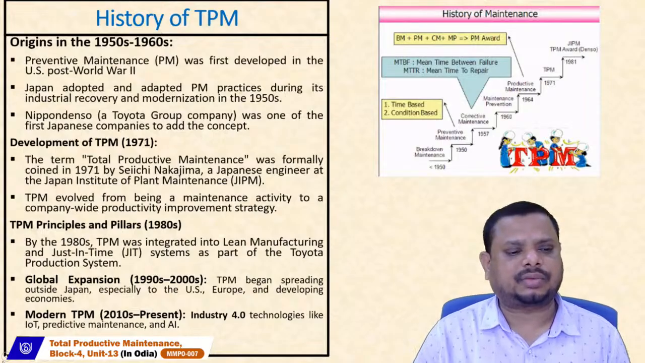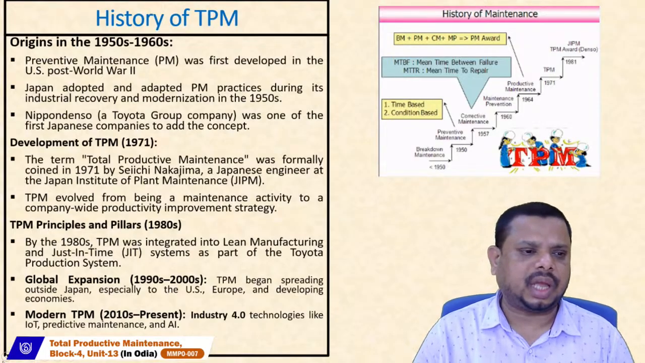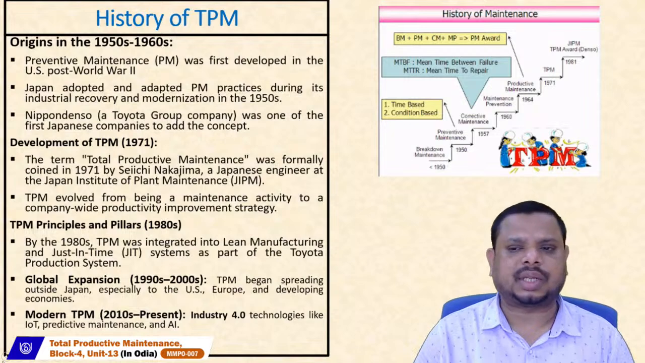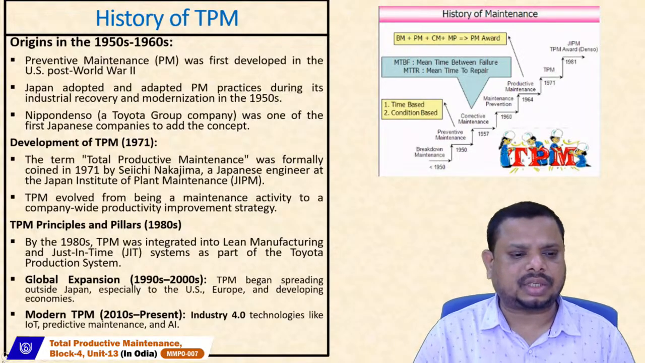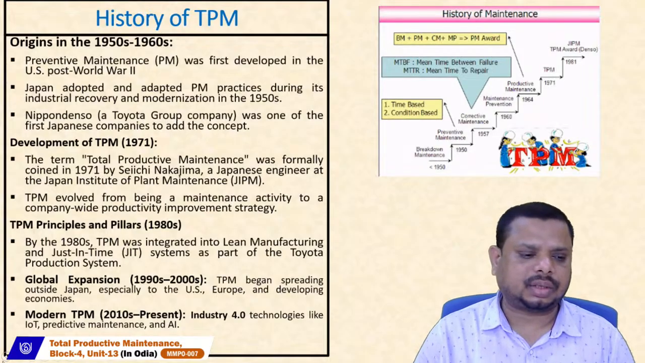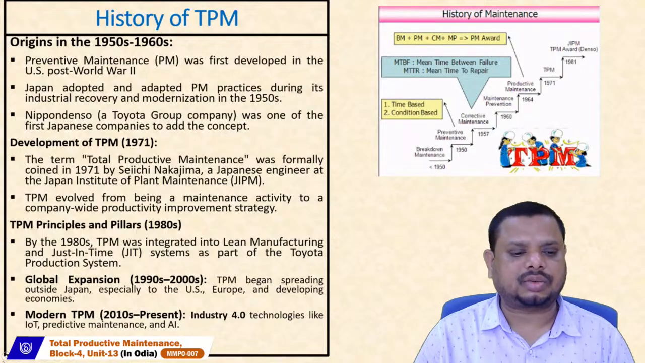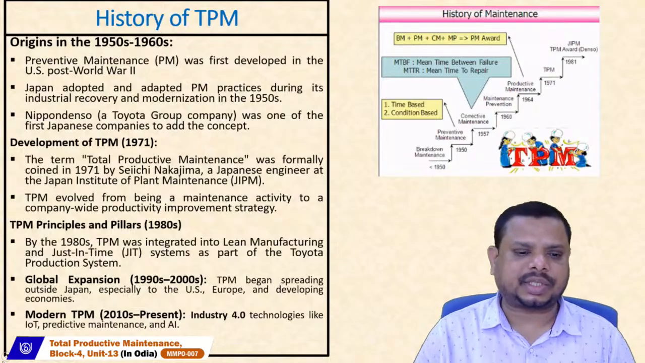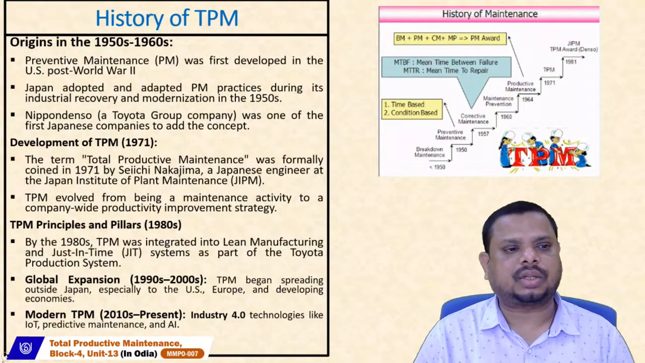So if you go to the first phase, the origins were between the 1950s and 1960s, and the second was developed in the year 1971. Then the principles and pillars were established during the 1980s, and this philosophy and concept went global, expanding from 1990 to the 2000s. And modern total productive maintenance was introduced from 2010 to the present, and it is specially designed for Industry 4.0. So let's understand. If you go to the first one, the origin during the 1950s to 1960s.